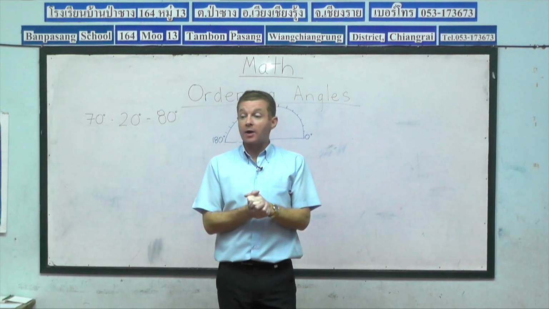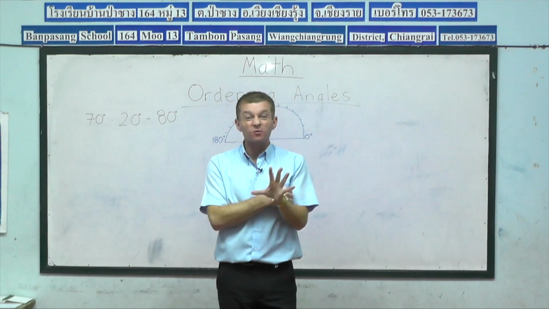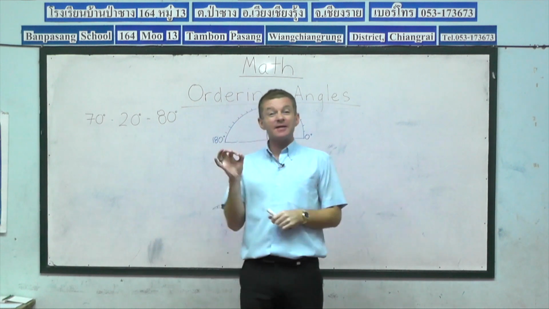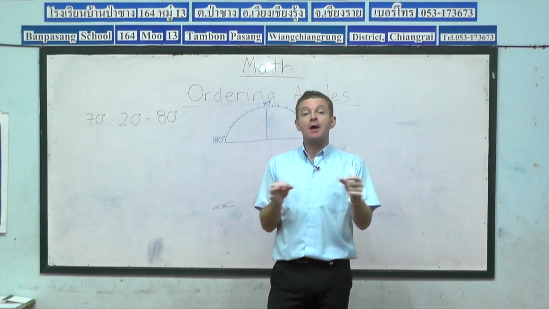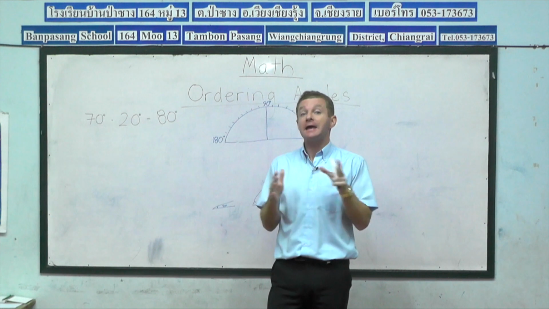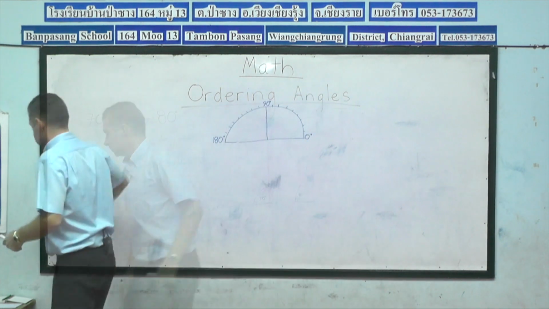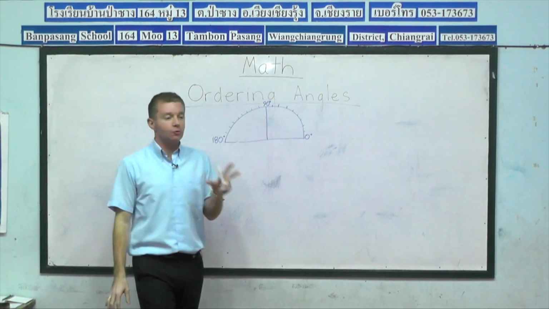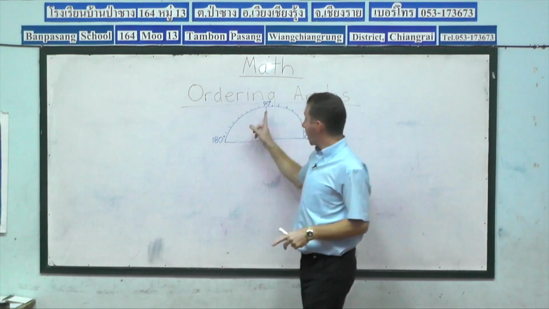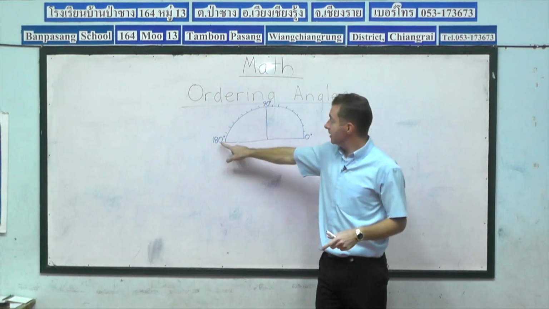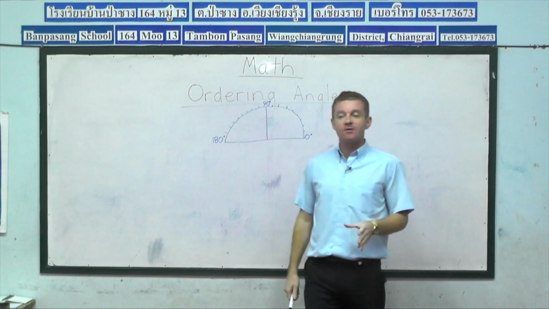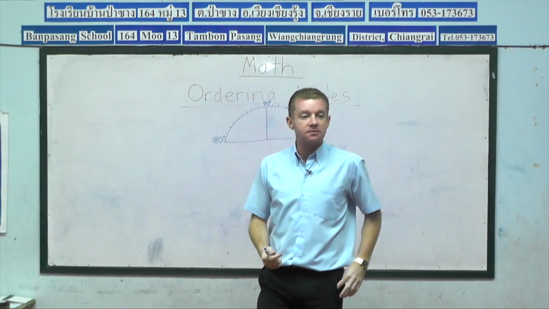Okay, so what we're going to do now is look at some larger angles. Let's look at obtuse, and this time we'll be putting obtuse angles into the correct order. So now, guys, thinking about obtuse angles, which are larger than 90 degrees but less than 180 degrees, who can give me some angle sizes?